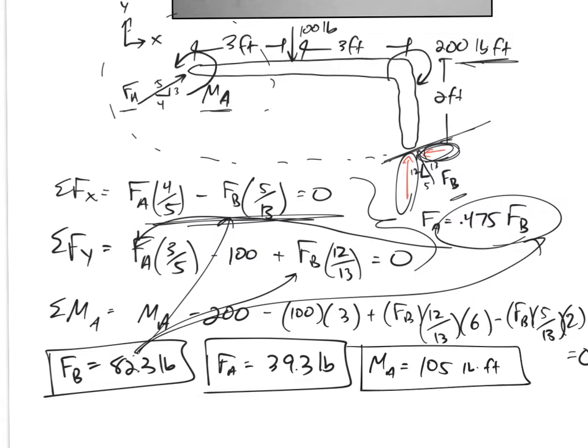And in this case, all my answers did come out positive, meaning I have all of them in the right direction. But if your answer came out negative, remember, make it positive, go back and change your free body diagram. So that's what these three answers are, and with the correct direction drawn on the free body diagram, that's what I'm looking for.